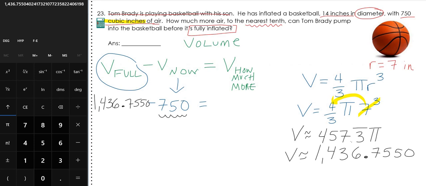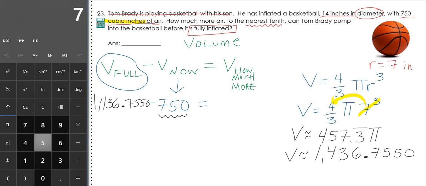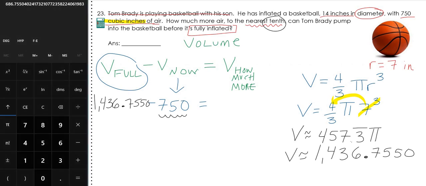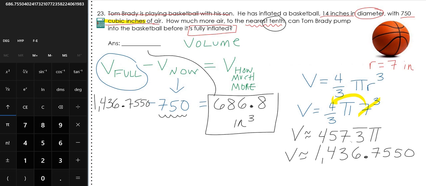Okay, it's still in the calculator, so now I'm going to subtract the 750 that's already in that basketball, and we're left with 686.7550, yada yada. Our goal is to get it to the nearest, let's say, nearest 10th. So to the nearest 10th, the 7 needs to round up to 8. So our answer is going to be 686.8 cubic inches of air. So inches to the 3rd power. This is my final answer. This is what goes into this little box or underline.